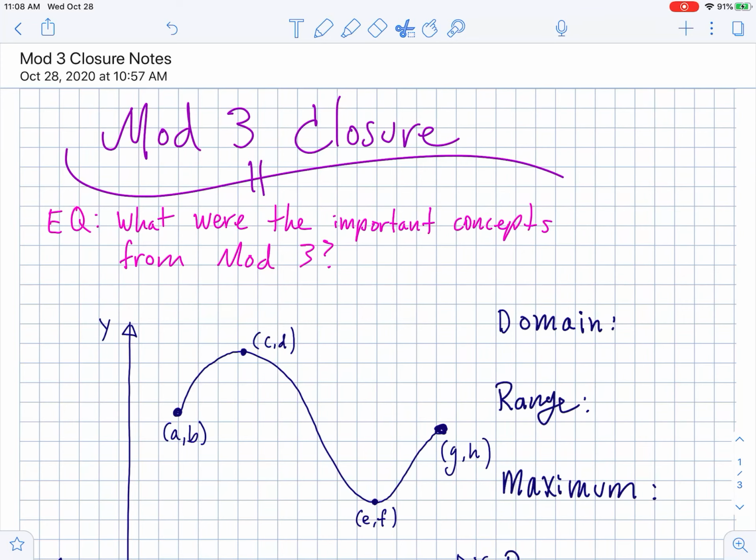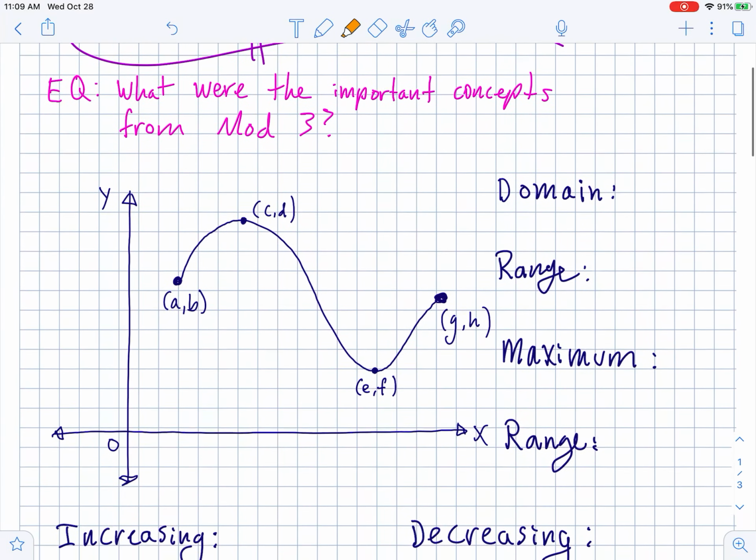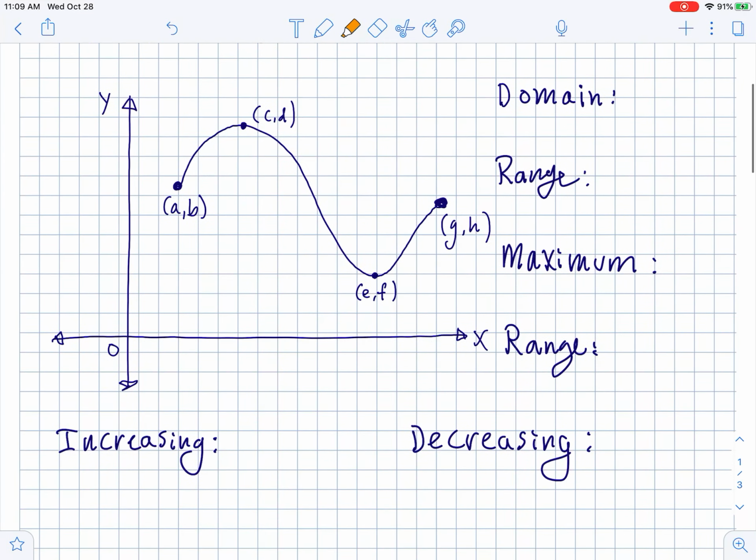All right, AGS1, we have made it to the end of Mod 3. So I thought that we should do some Mod 3 closure notes that kind of bring together the really big mathematical concepts from Mod 3. So, essential question of the day, what were the important concepts from Mod 3?